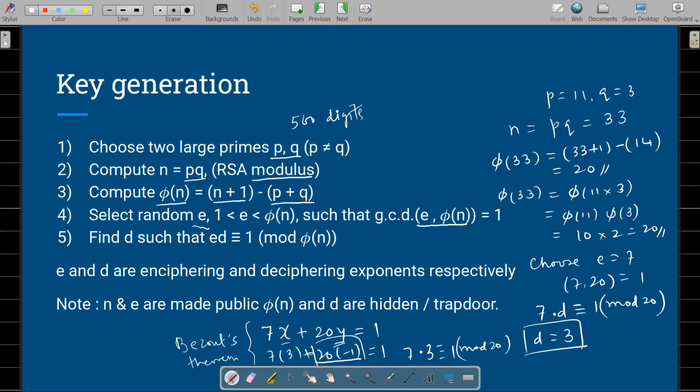Sir, for Bezout's theorem to work, x and y should be co-prime, right? No. In this case, GCD is 1, but in general, Bezout's theorem is true for any GCD. GCD can be expressed as a linear combination of those two numbers. Oh, yes. It can be generalized. Okay, sir. Is Bezout's theorem the same as Bezout's lemma? Yes. The pronunciation is Bezout. It's a French name. Sir, here x is d.